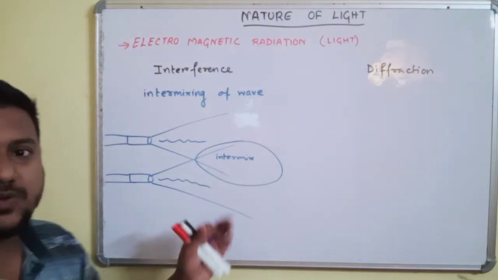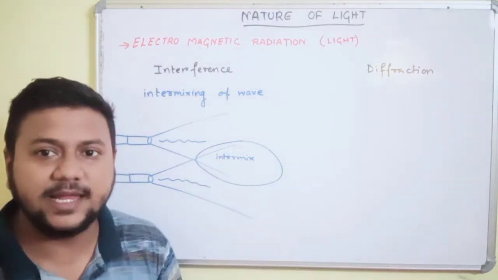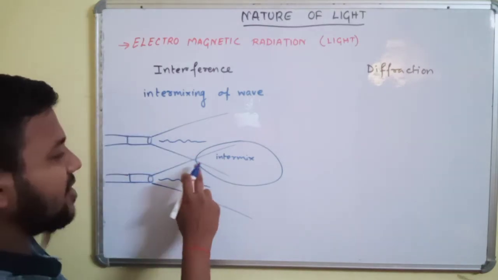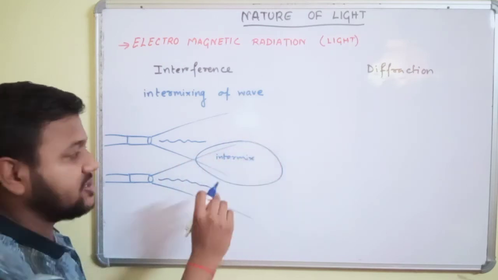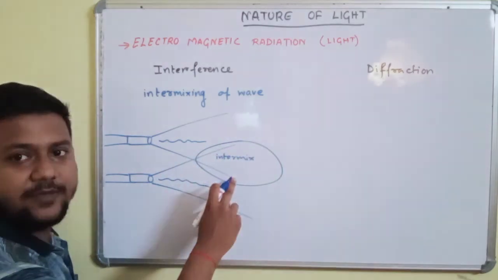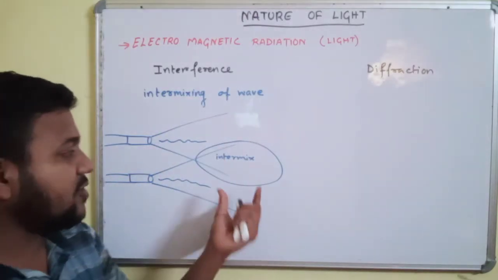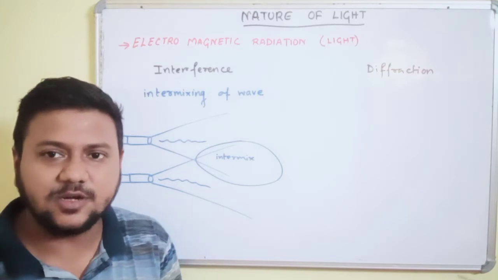In higher classes we will understand it very clearly, but for now you have to keep in mind that when two lights have a common intersection, there will be an intermixing of the waves. This particular phenomenon is called interference. So this phenomenon occurs, and only because of it can we say that light behaves as a wave.